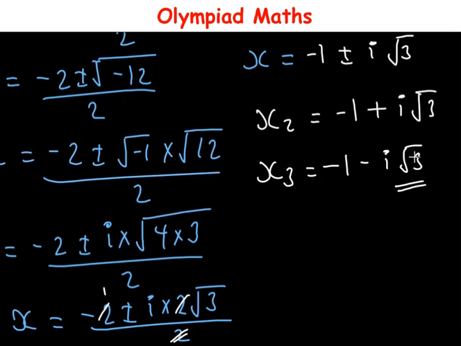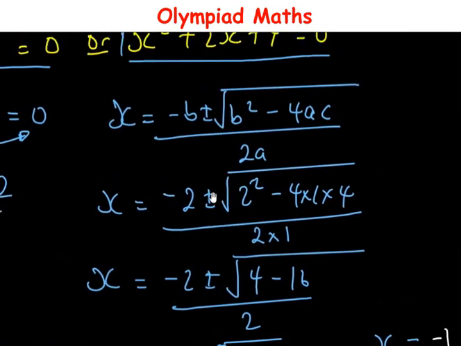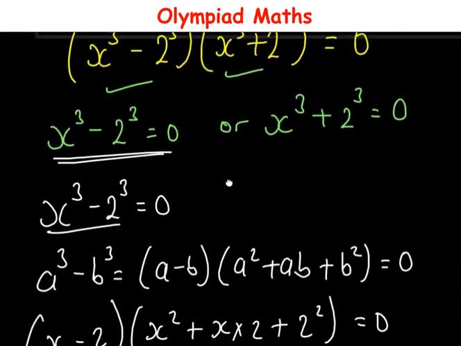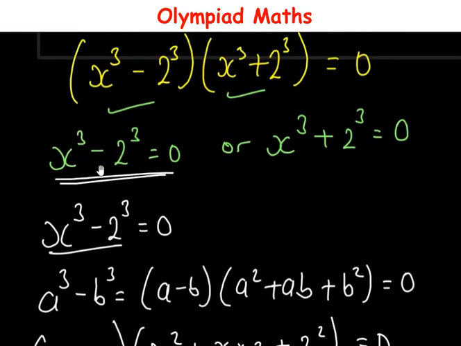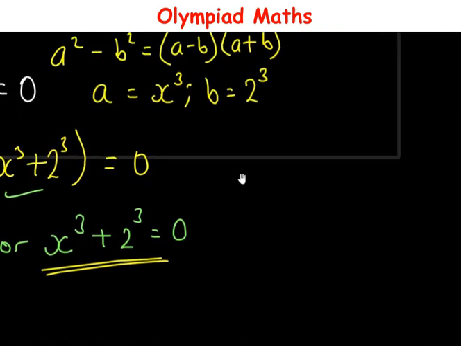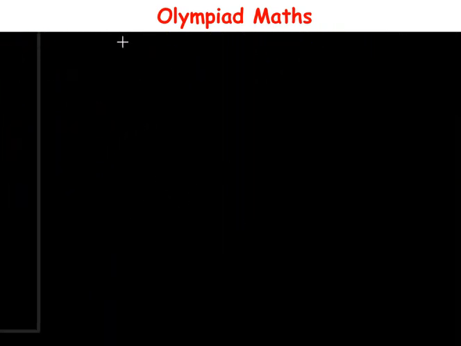So with this, we have gotten the three solutions of x from this first equation right here. Don't forget, from here, x raised to power 3 minus 2 raised to power 3 is equal to 0. Now, from this other equation, let us get the other solutions of x. So from the equation x raised to power 3 plus 2 raised to power 3 is equal to 0.